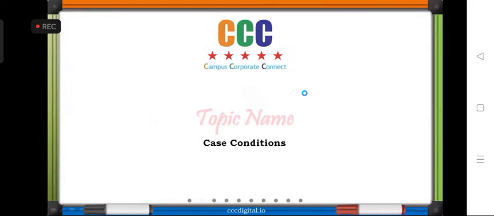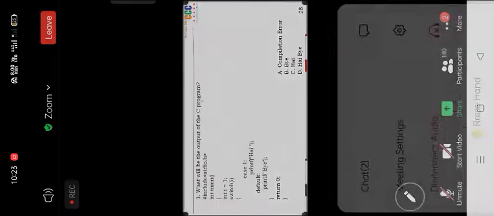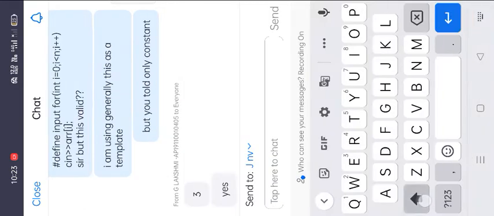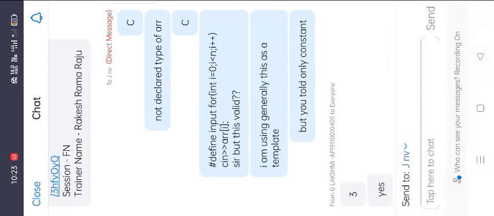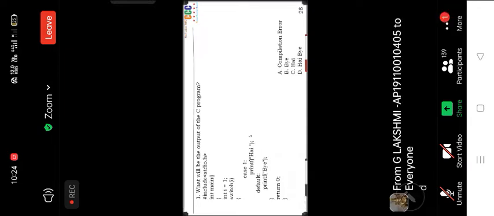Now, we'll work on some switch related MCQs here. Just look at this carefully and return your answer. D. Mohit is saying D. That much fast. Integer I equals 1. Switch I. Case 1. Print Hi. Because break is not there, very good, default also prints. It is Hi Bye. Very good.